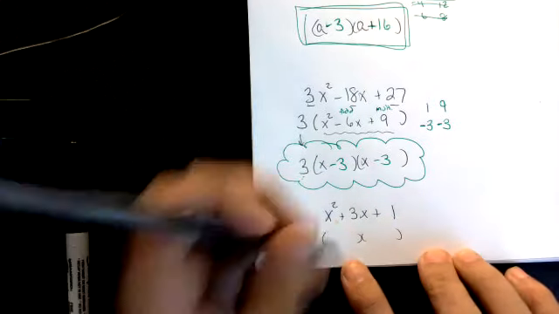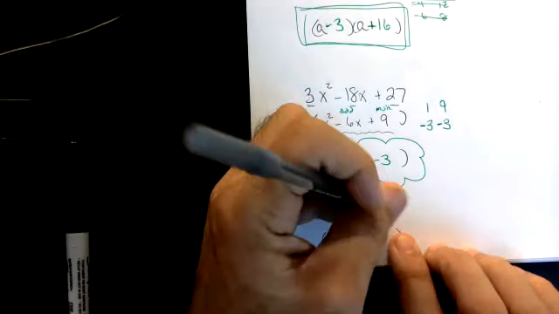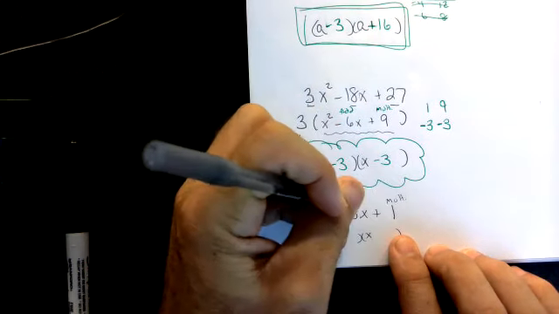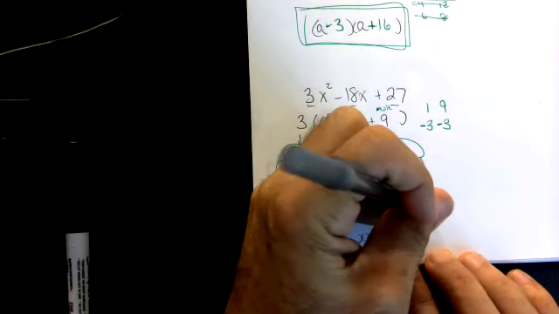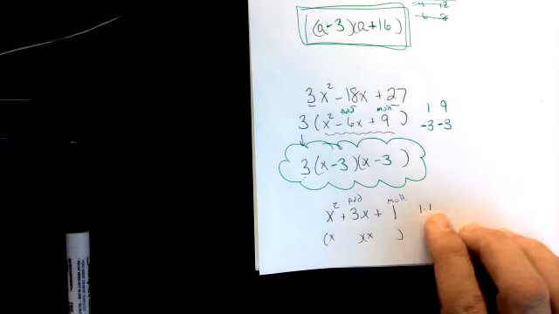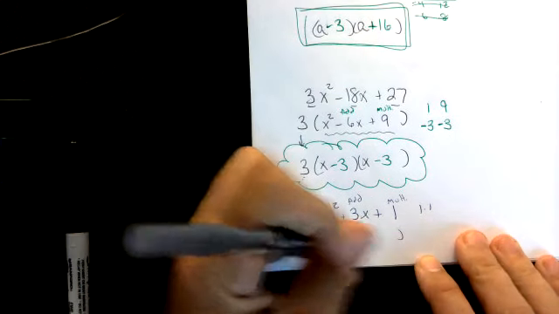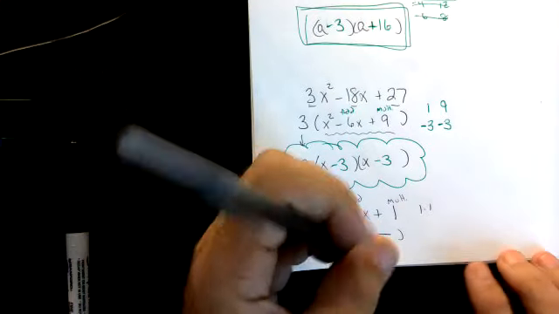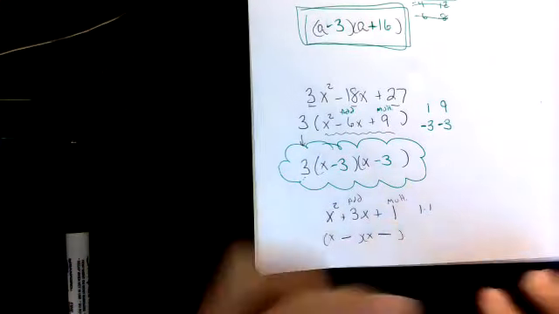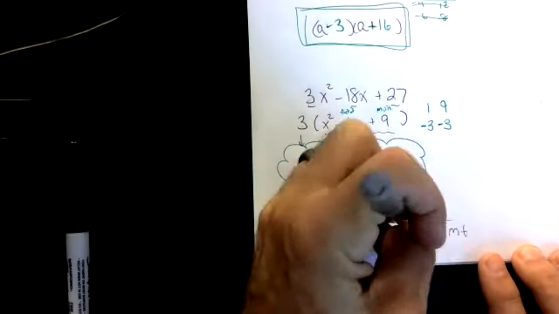Okay, x squared is x times x. But if we look for numbers that multiply to get 1, that also add to get 3, there aren't any. 1 is only 1 times 1, but if you add those together, you get 2, not 3. So we don't have any terms that multiply to get 1 and add to get 3. So this one is not easily factorable, or we just say that this problem is prime.